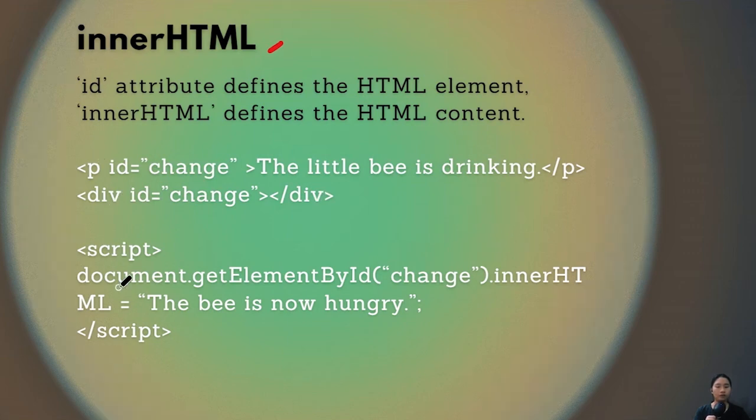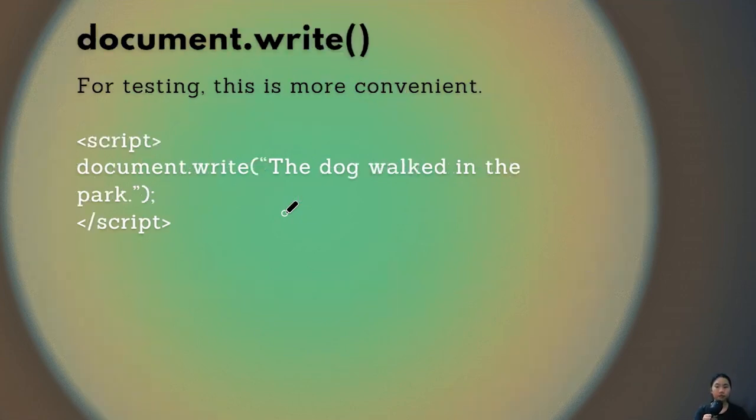Inner HTML, so inserted into the HTML, the bee is now hungry, okay? In the case of P, we already have the little bee is drinking. So once the JavaScript is executed, this line right here will be replaced by the bee is now hungry. As for div, since it has nothing in it at all, it's just going to have the bee is now hungry. There will be no replacements, okay?